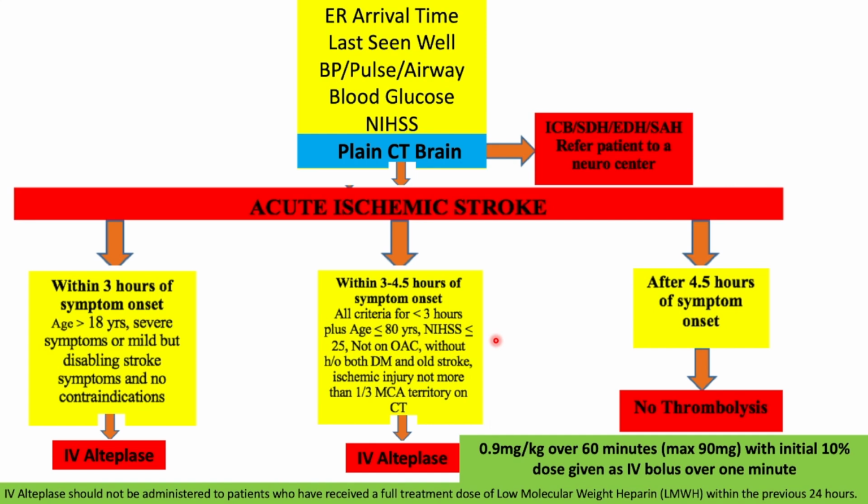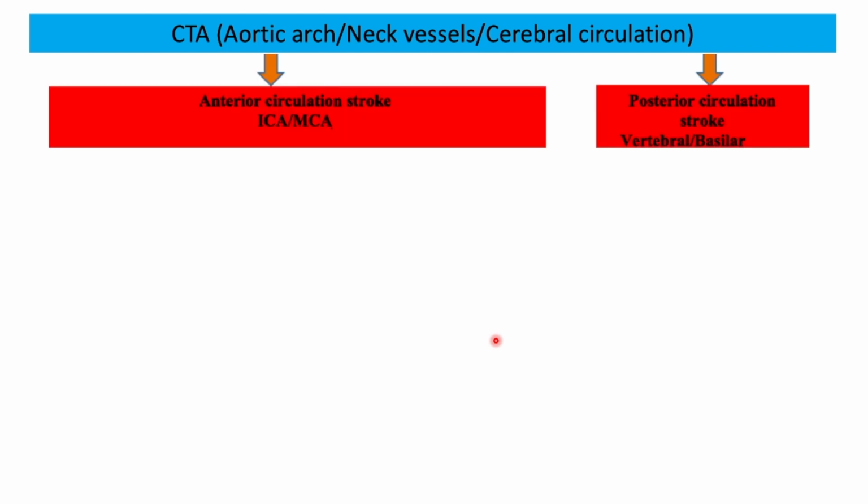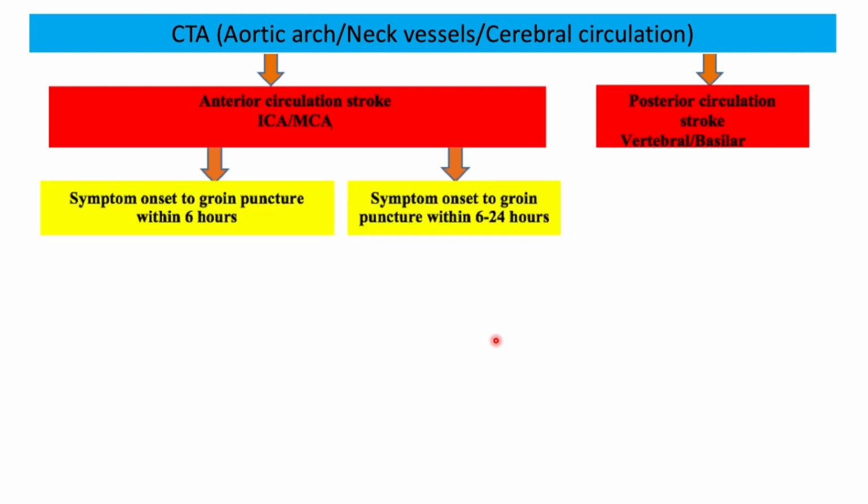Now, after CT brain and after the IV alteplase issue has been finished, the patient is on the CT table undergoing a CT angiogram. What you are interested in is the anterior circulation stroke or the posterior circulation stroke. In the anterior circulation stroke, it will either be an internal carotid or an MCA occlusion, that is the large vessel occlusion, or the posterior circulation stroke where there will be a vertebral or basilar occlusion. Now, if it's an anterior circulation stroke, now comes the second time window that you need to consider.